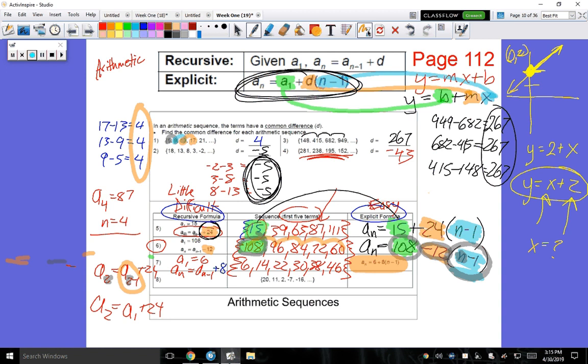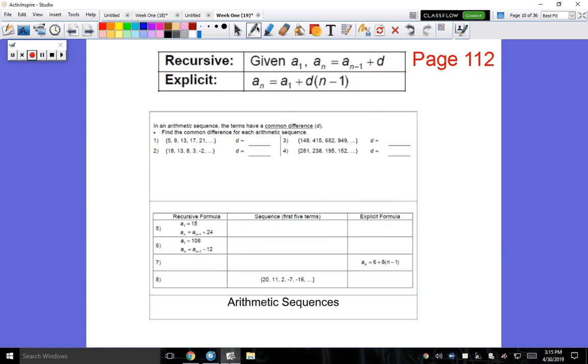The last one for number 8, where is it that I'm starting with the sequence that they listed? 20. So I'm going to say a sub 1 equals 20. Now, here we go. The now term. It could be the 10th, the 11th, the 12th, whatever. The now term is the last term, then what? Minus 9. So over here, the now term starts at 20. It jumps down by 9 each jump, and each jump is going to be always n minus 1.